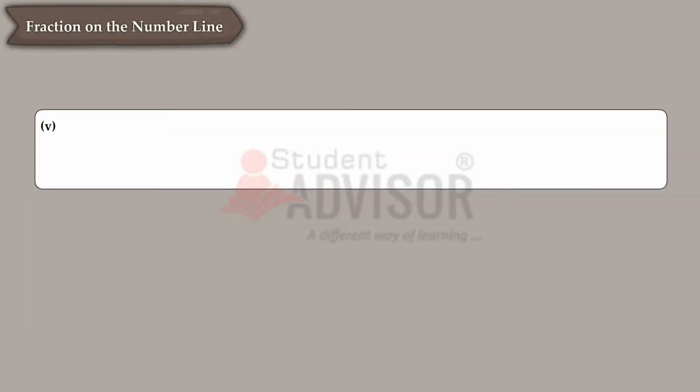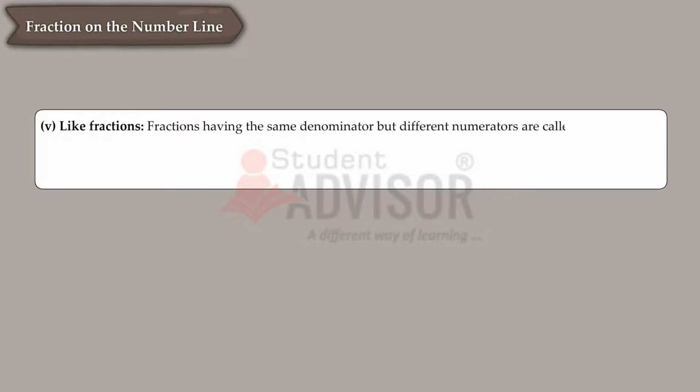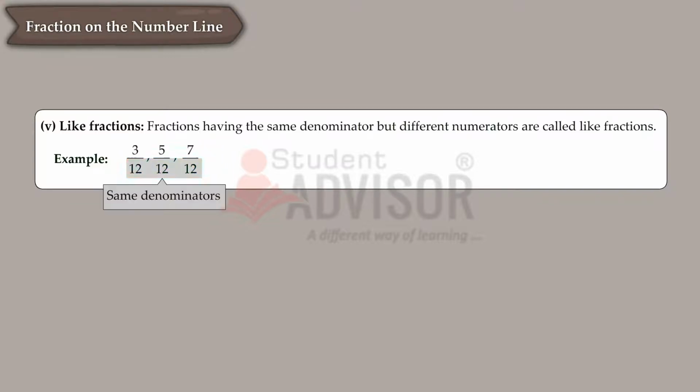Fifth, like fractions. Fractions having the same denominator but different numerators are called like fractions. Study the given example. 3 by 12, 5 by 12, 7 by 12. Same denominator, etc. are all like fractions.